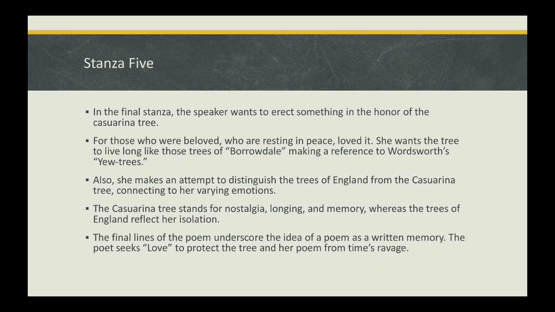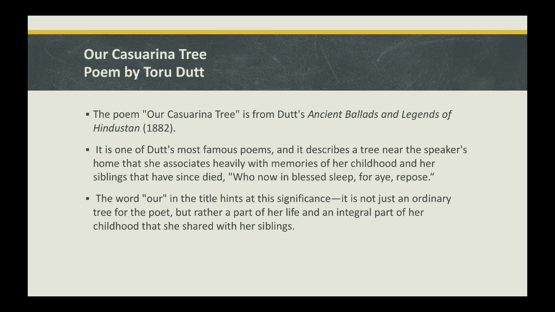The final lines of the poem underscore the idea of a poem as written memory. The poet seeks love to protect the tree and her poem from time's ravage. She does not want this tree to have many changes of the time. She wants to make this tree always standing tall like this, standing strong like this. So this poem explains these elements.